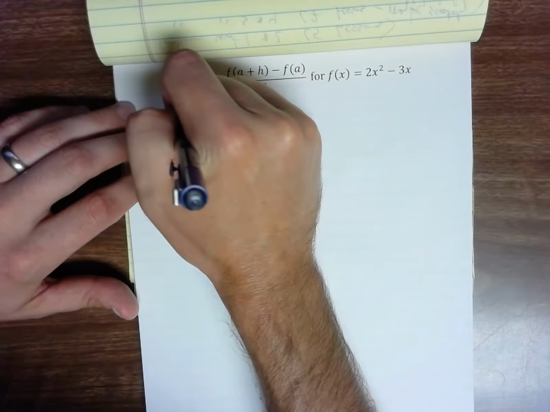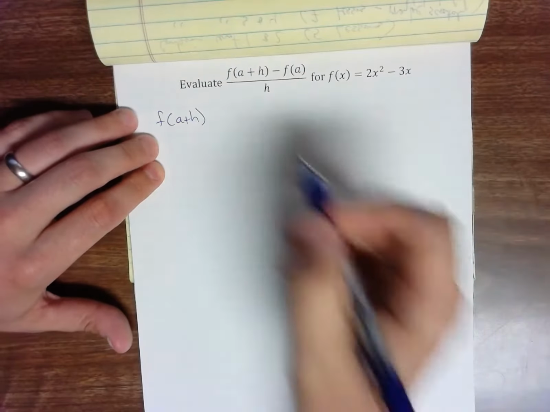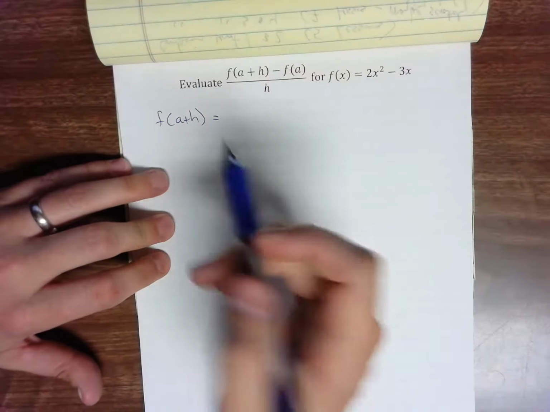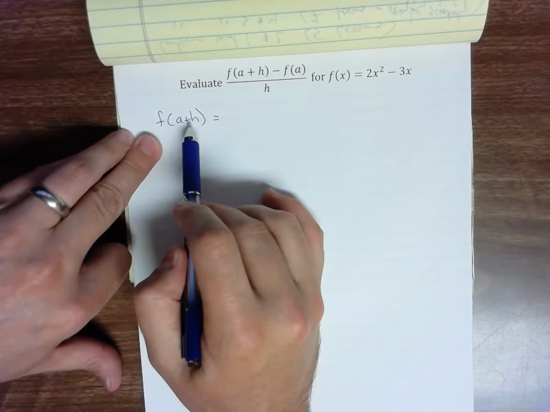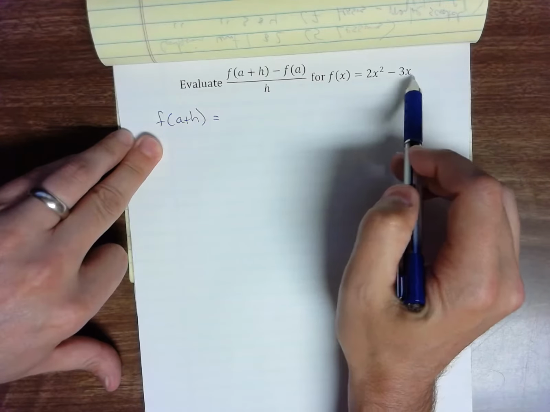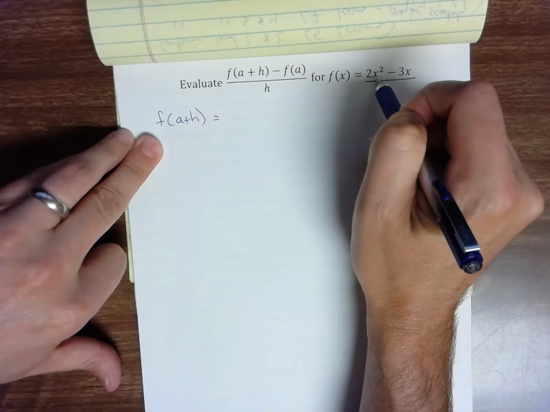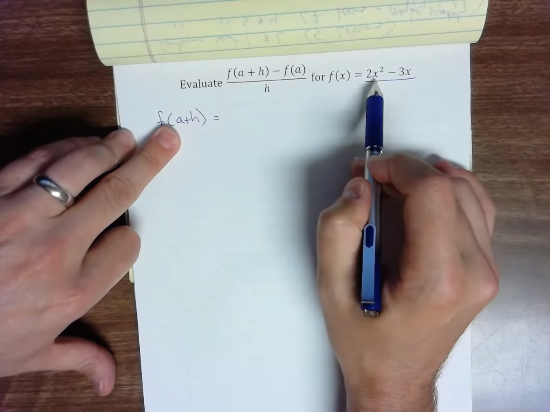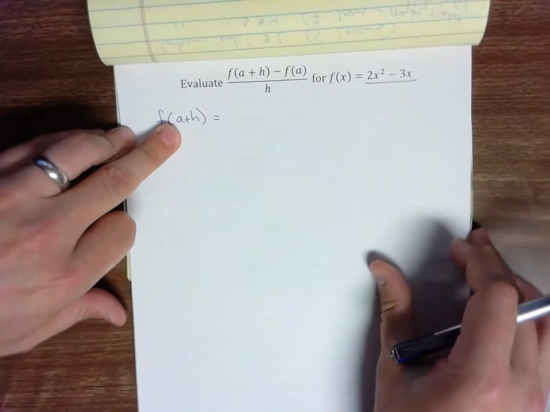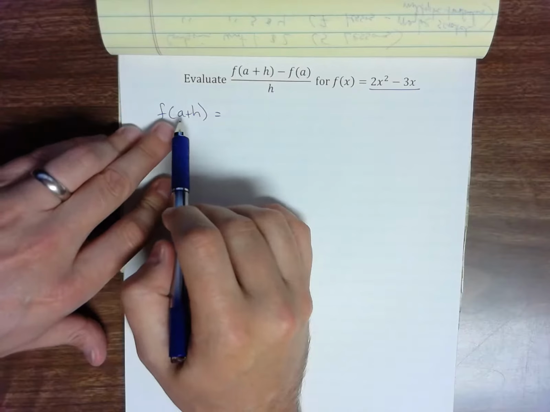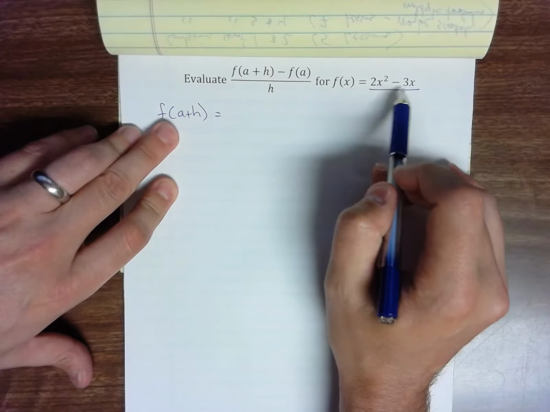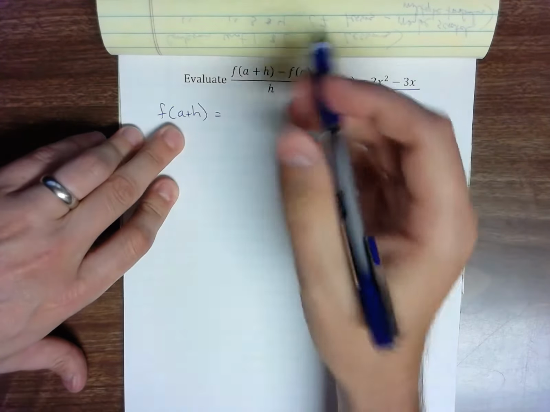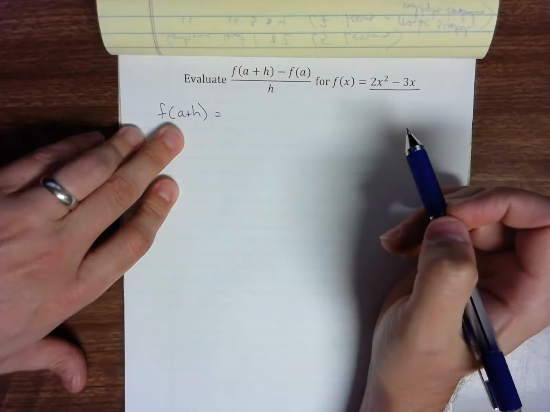So f of a plus h, f of a plus h. Again, I'm just going to do this in pieces. What does that mean? Well, if this said f of 2, we'd just go to this function and plug a 2 in everywhere there was an x and we'd get a number. If it said f of a, I'd go plug an a in for x and I'd get a number. Well, in this case it's f of a plus h. So everywhere there's an x, I'm going to plug an a plus h in and we're going to see what happens. So let's go do that.